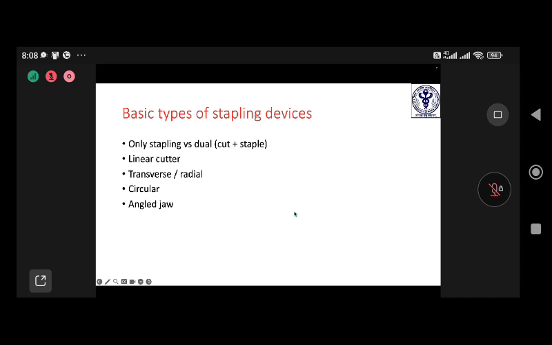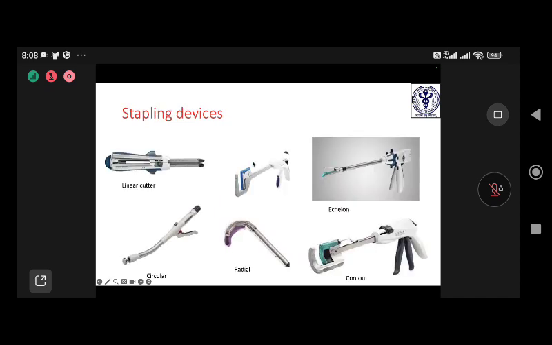Basic types of stapling device, you will have either cutting devices, or most commonly staple and cutting, which is the dual device. Again, I'll go to the pictures themselves. This is the linear cutter. You will have to show the steps of application. Also, the circular stapler, which can have a powered variation, or you can also have a non-powered or manual variation. You can also have the radial variation, which is used for the rectal stump.